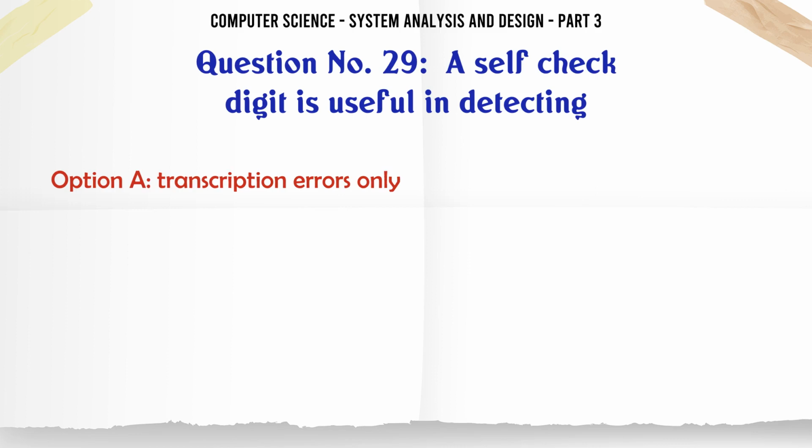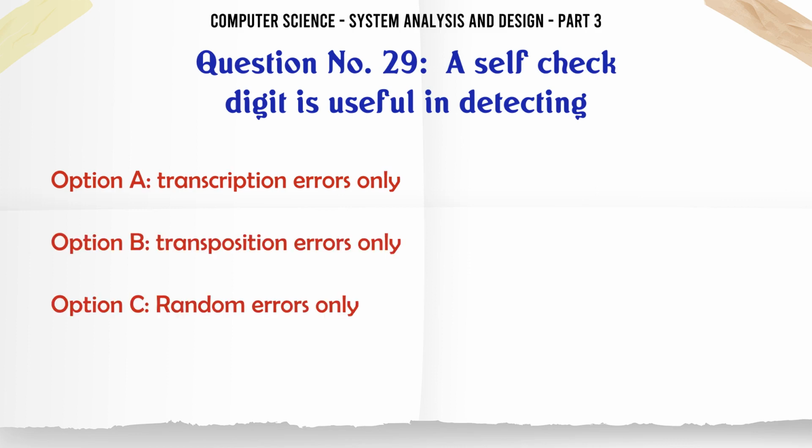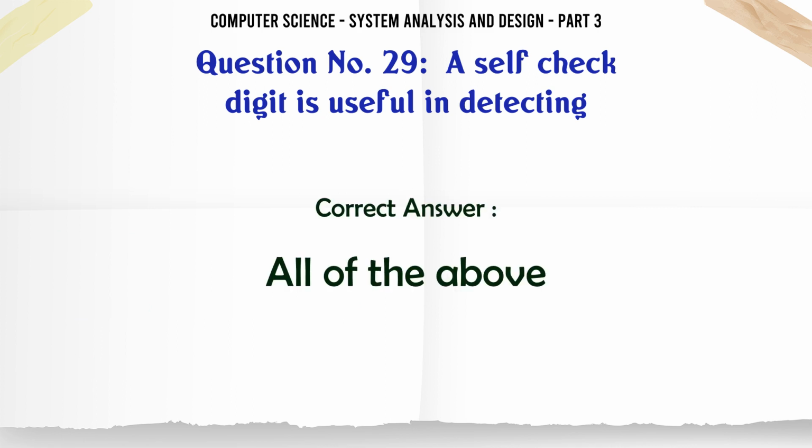A self-check digit is useful in detecting A. Transcription errors only. B. Transposition errors only. C. Random errors only. D. All of the above. The correct answer is all of the above.